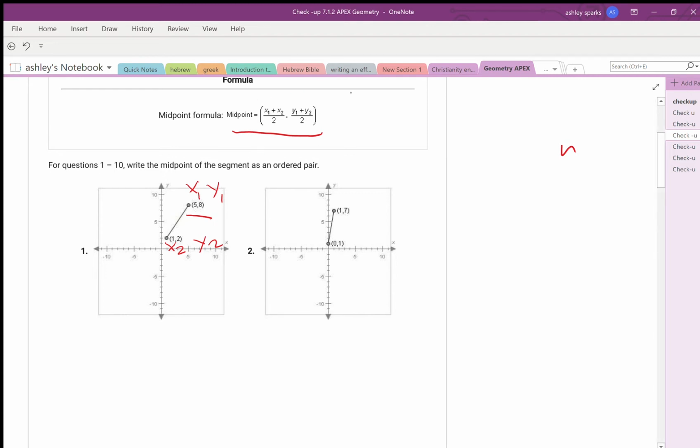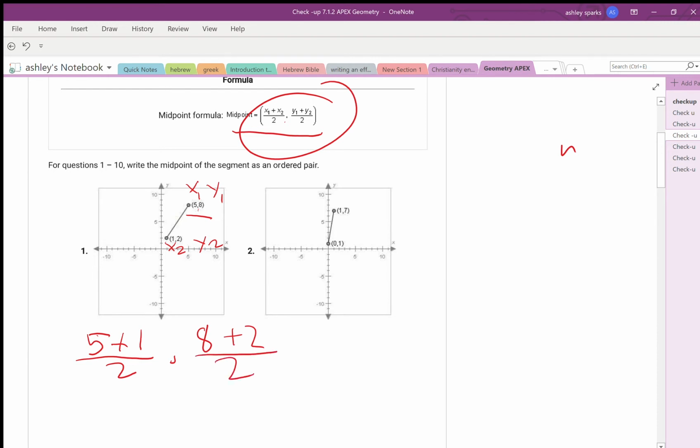Now, we're going to use this formula. So first thing I need is my x1. In this case, I pick 5, plus my x2, which is 1, over 2. Okay, then I put in my little comma. Now I need my y1, which is 8, plus y2, which is 2, divided by 2.